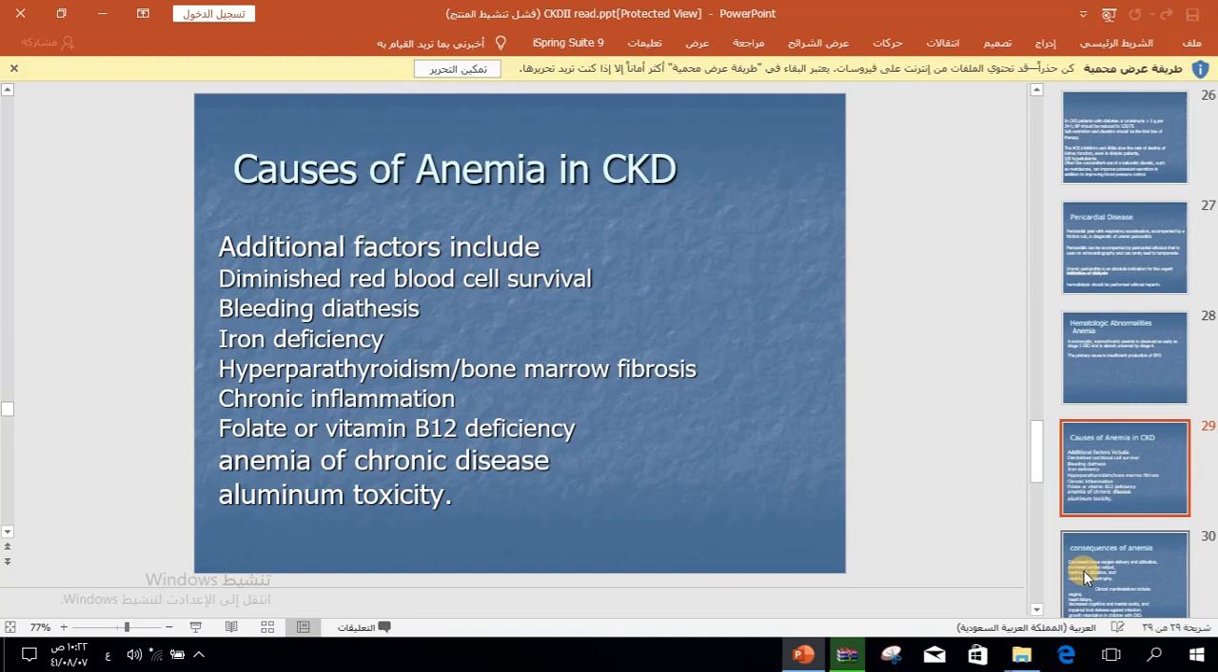Hyperparathyroidism, as we have mentioned, leads to resistance to erythropoietin, and it also leads to osteitis fibrosa cystica with fibrosis of the bone marrow canal, and this also leads to anemia. A state of chronic inflammation, which is mediated by cytokines, inhibits the bone marrow more, and this can be one of the causes of anemia. Other risk factors: folate and vitamin B12 deficiency due to low dietary intake, and anemia of chronic disease. And finally, in dialysis, they use aluminium. Aluminium toxicity leads to anemia. So the anemia in CKD is multifactorial.